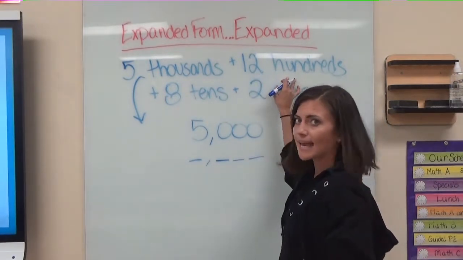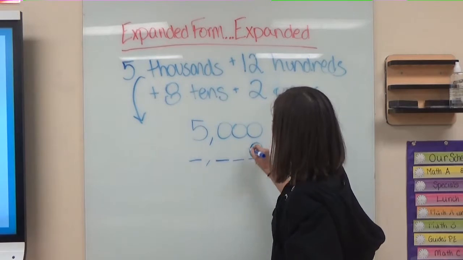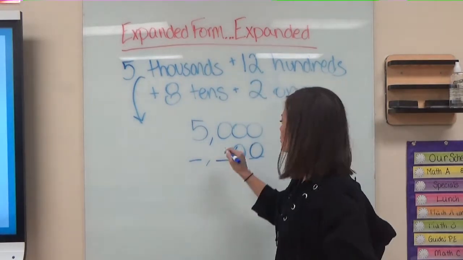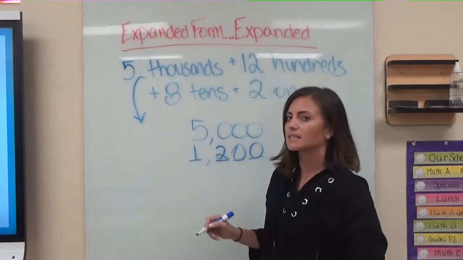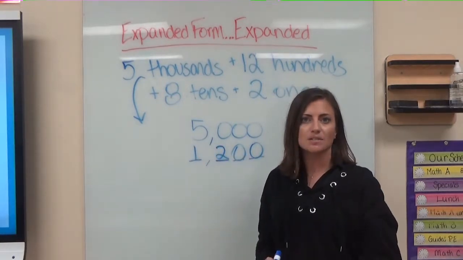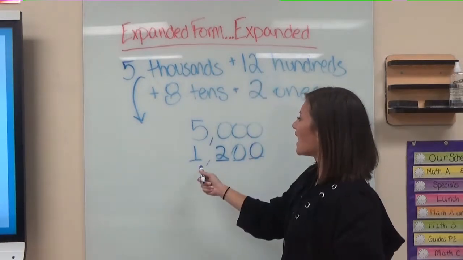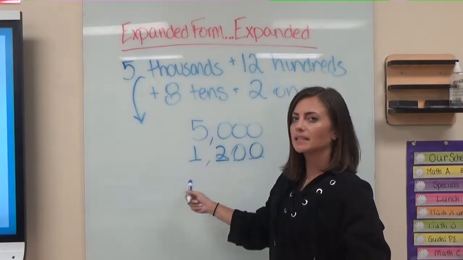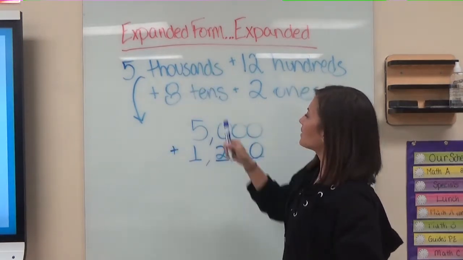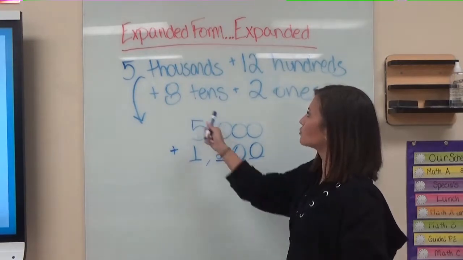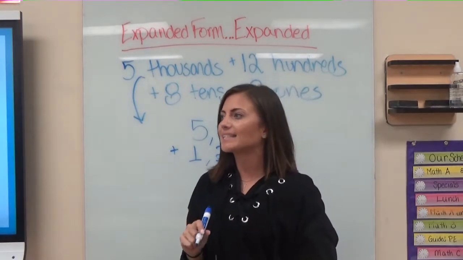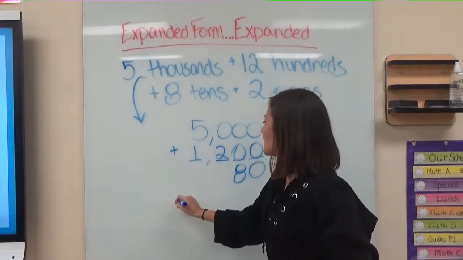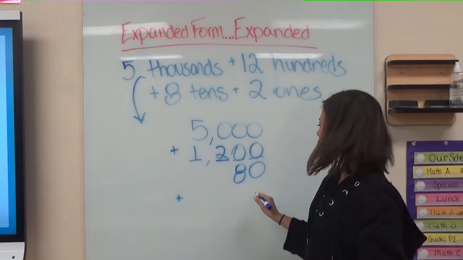12 hundreds doesn't say anything about tens or ones. So 0 tens, 0 ones. Now I have 12 hundreds left, so I put the 2 here, and the 1, because it's double digits, gets bumped over to the thousands place. So 12 hundreds is actually 1,200. When I write it out this way, it makes it a little more obvious. So 5 thousands plus 1,200 plus 8 tens. What is the value of 8 tens? 80. And last but not least, my ones, there's only 2 of them, so 2 ones.